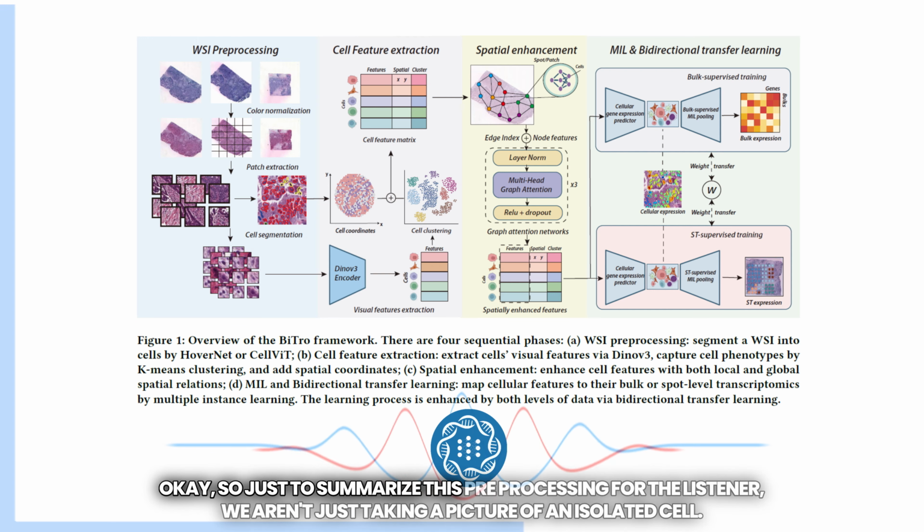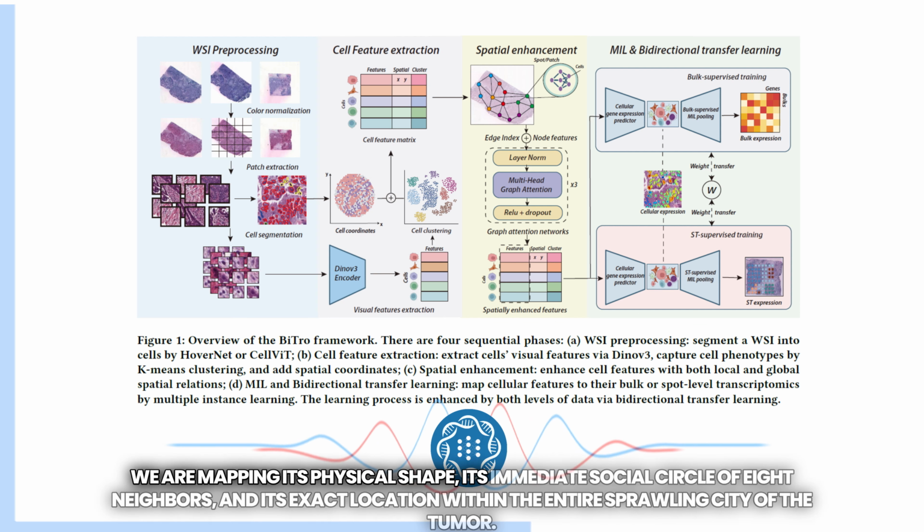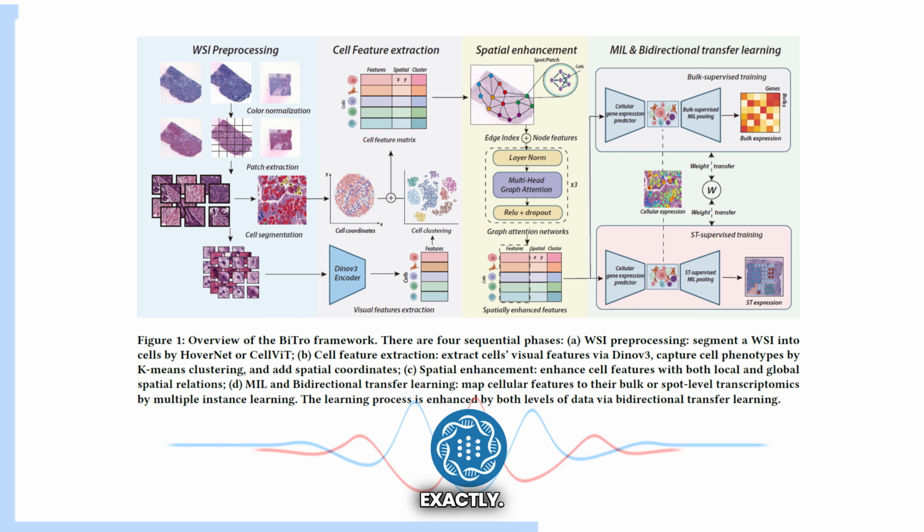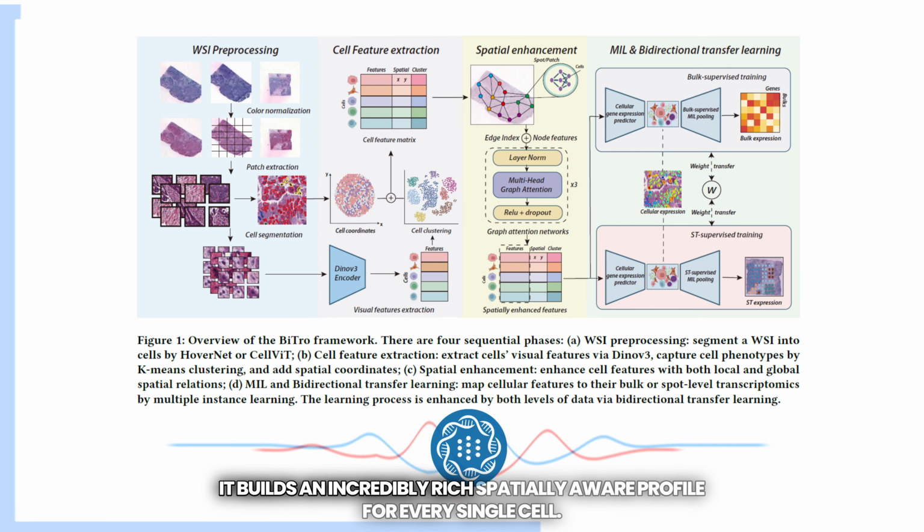Okay, so just to summarize this pre-processing for the listener. We aren't just taking a picture of an isolated cell. Yeah. We are mapping its physical shape, its immediate social circle of 8 neighbors, and its exact location within the entire sprawling city of the tumor. Exactly. It builds an incredibly rich, spatially aware profile for every single cell.